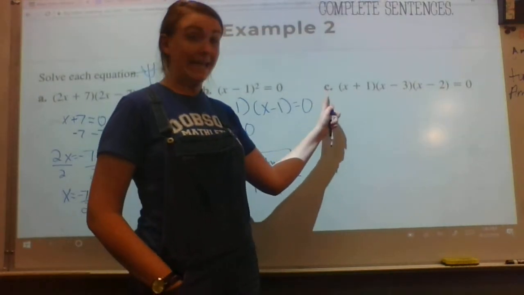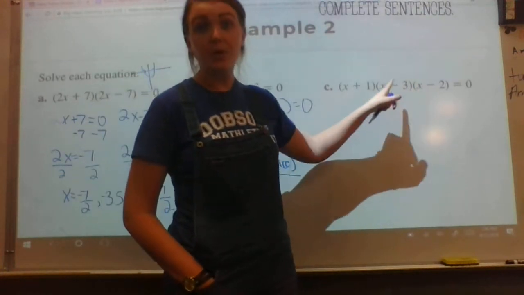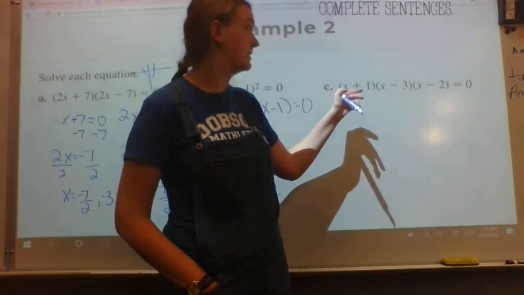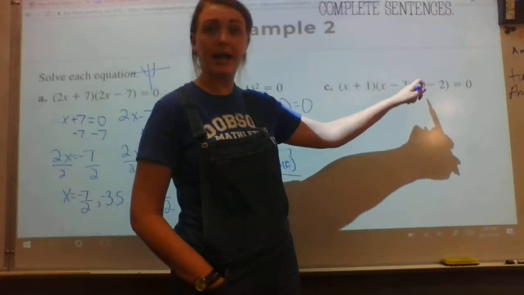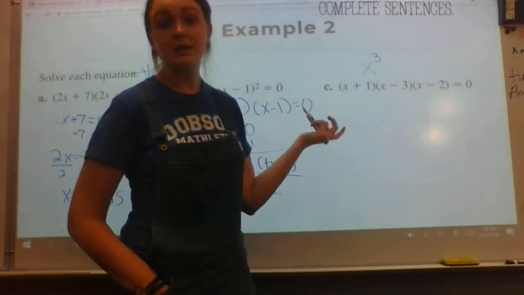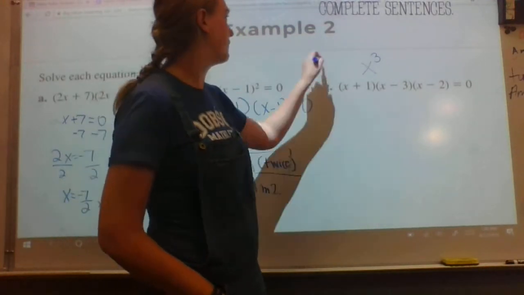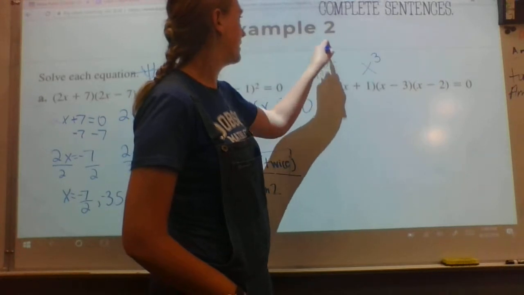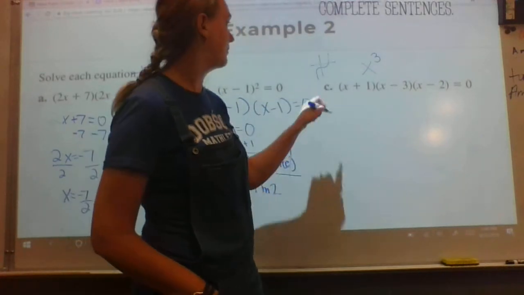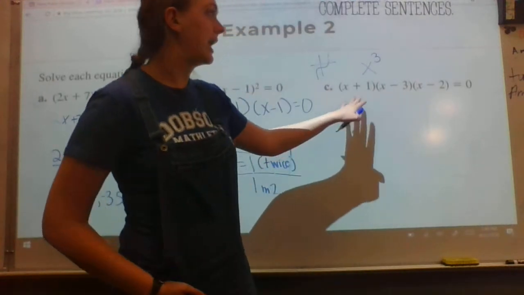All right, C, this is a little bit different because now I have 3 factors. Well, this actually isn't a parabola, it's a cubic, because if I were to multiply x, x, x, I get x to the 3rd power. So this is actually a little bit different than most of what we've been doing so far. The graph would look more like that than it would like a U. Looks like that. But I can still solve it.